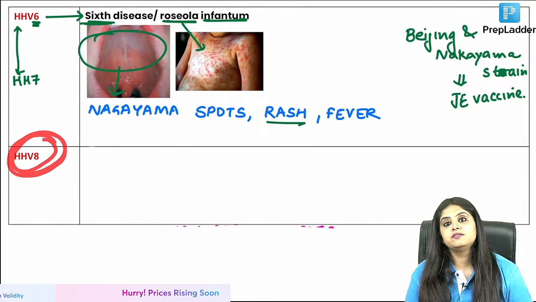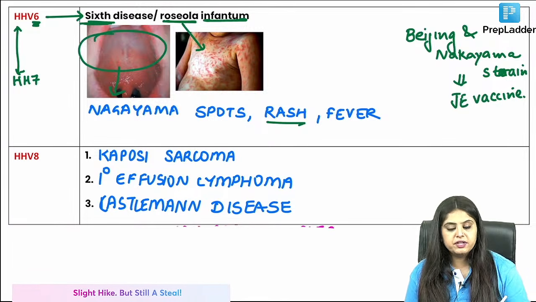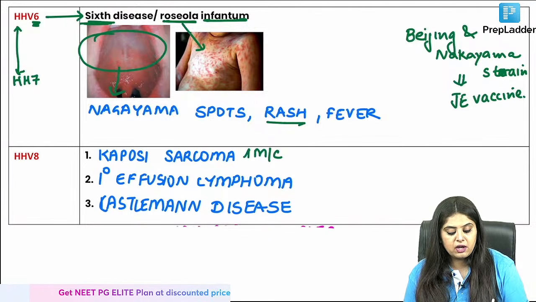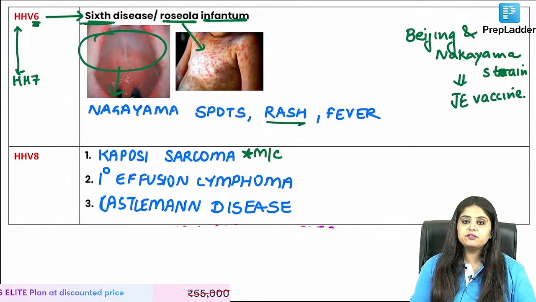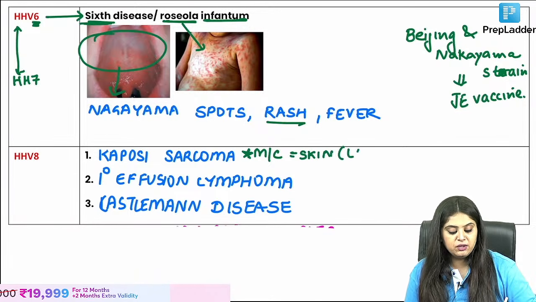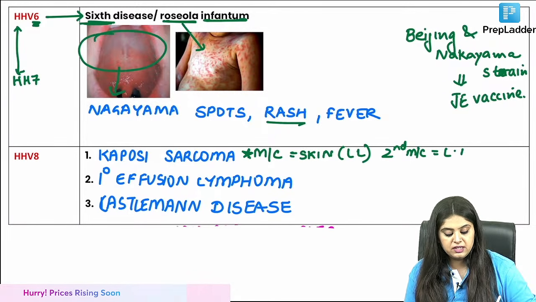Finally coming to HHV8, and the story will end. HHV8 causes three things. 1, 2, 3. Come on. 1. Kaposi sarcoma. How can you forget? I've taught you in patho also. Kaposi sarcoma, most common site. Quickly, I will now know if you're only downloading PDFs or reading them also. Kaposi sarcoma occurs in the skin of where? The lower limb. If it doesn't occur in the skin, the second most common site is going to be the lymph node.